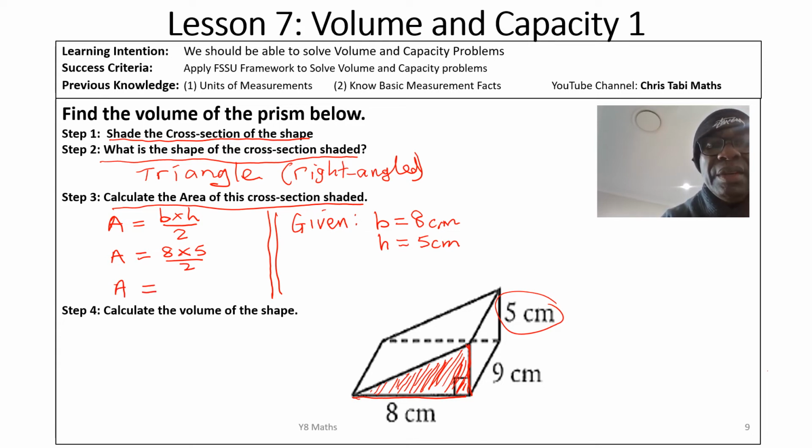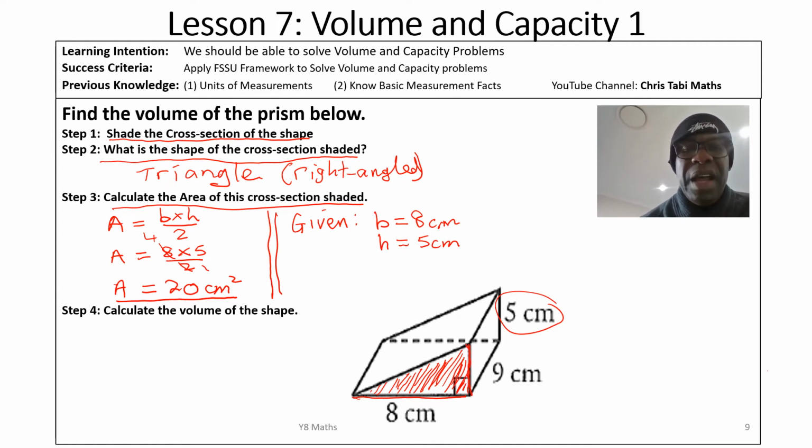2 go there, 1 and go there, and give you 4, and 4 times 5 is 20 square centimeters. So that's the area of the cross section. So since that's the area, we can now find the volume.